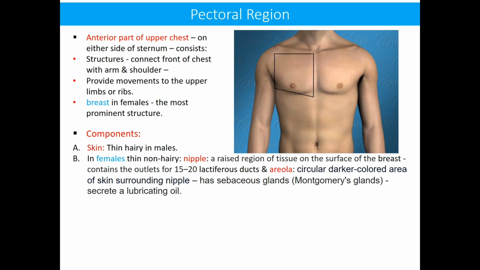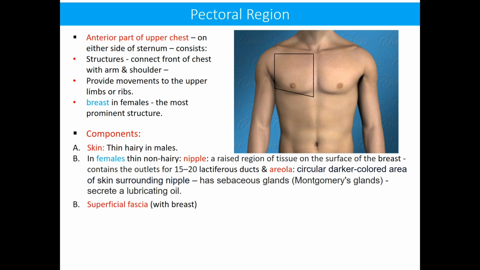Nipple is a raised region of tissue on the surface of the breast. It contains the outlet of 15 to 20 lactiferous ducts, whereas the areola is a circular, darker colored area of the skin surrounding the nipple. It has got sebaceous glands which are named as Montgomery's gland. These glands secrete a lubricating oil which prevent cracking of the nipple.